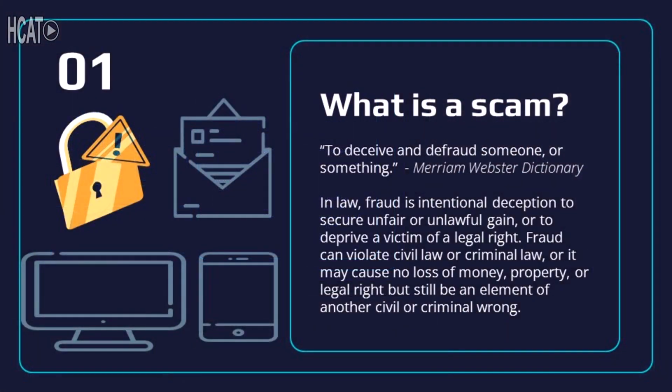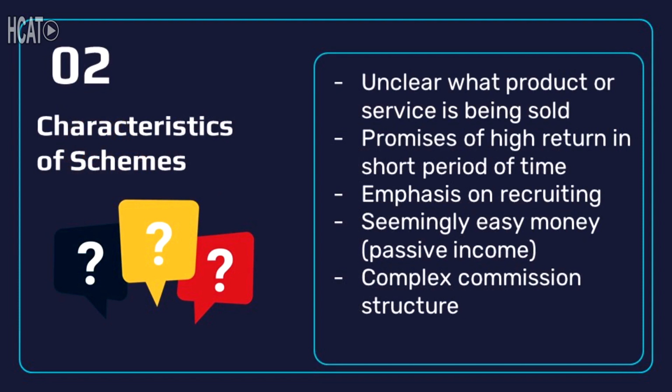So what is a scam? Merriam-Webster Dictionary defines a scam as to deceive or defraud someone or something. So basically, in law, fraud is the intentional deception to secure unfair or unlawful gain, or to deprive a victim of a legal right. Fraud can violate civil law or criminal law and may cause no loss of money, property, or legal right, but still be an element of another civil or criminal wrong. So you don't necessarily have to lose anything for there to be elements of fraud.